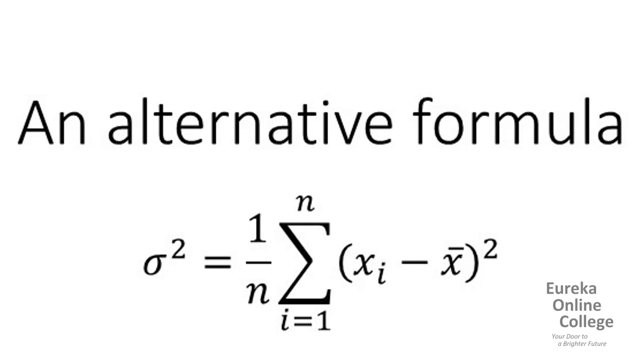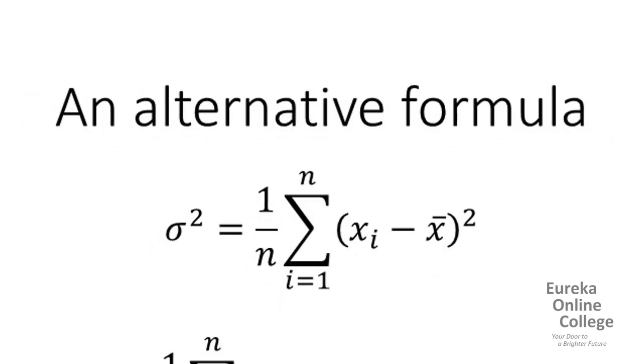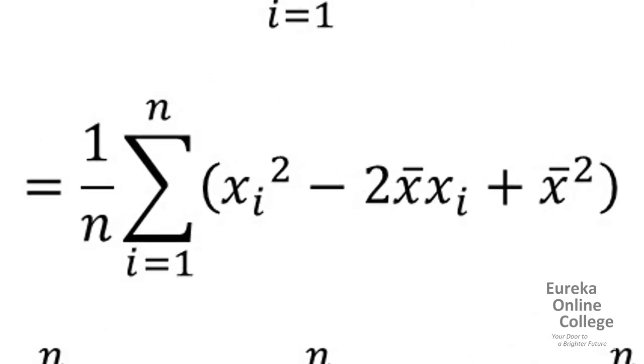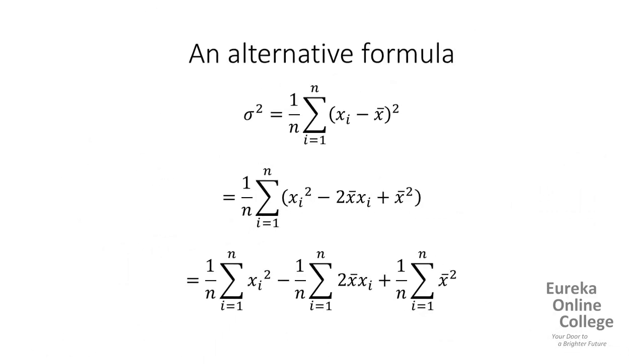Now there isn't really much we can do with this expression except perhaps square the bracket xi minus x bar. If we square that bracket, we get, still inside the sum, xi squared minus 2 times x bar times xi plus x bar squared. We're just foiling out that bracket, still inside the summation notation, and we get that expression there. Then what we can do is exactly the same as what we did before. We can distribute that sum to get this third expression here.